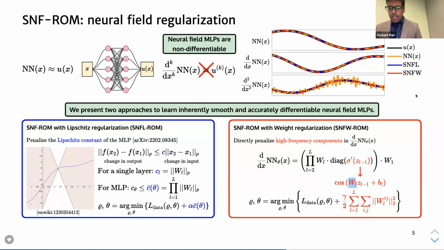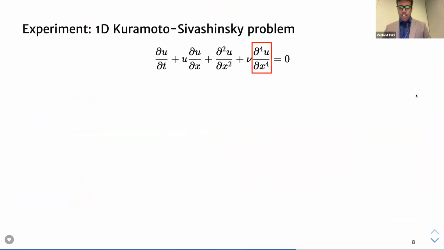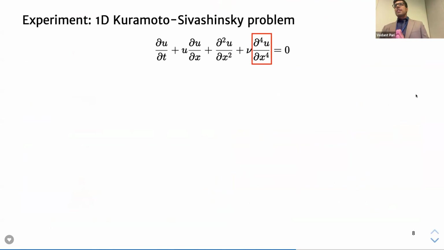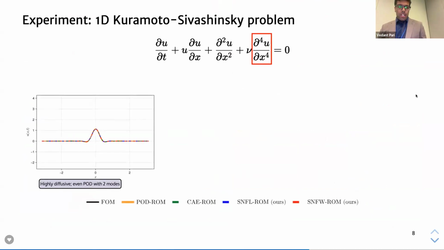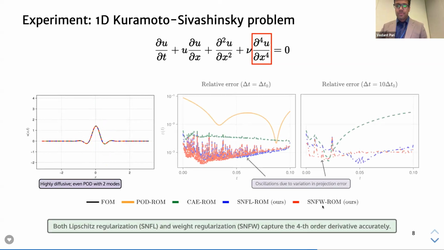All right, so let me go on to the results. Okay, so this is the 1D Kuramoto-Sivashinsky equation, which is a fourth order PDE problem. And what we see is that this problem is a very diffusive case, so even POD-ROM is able to do very well. But we see that specifically our two methods, the smooth neural field with Lipschitz and weights regularization, the red and blue curves, are capturing the solution exactly, meaning that we are able to approximate the fourth order spatial derivative of the solution to an acceptable level of accuracy.